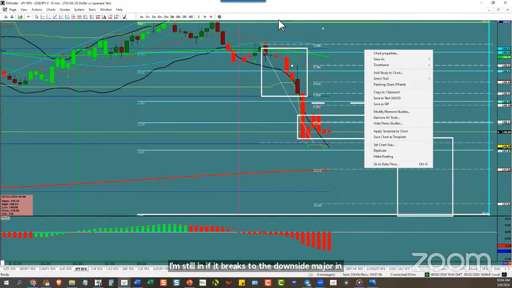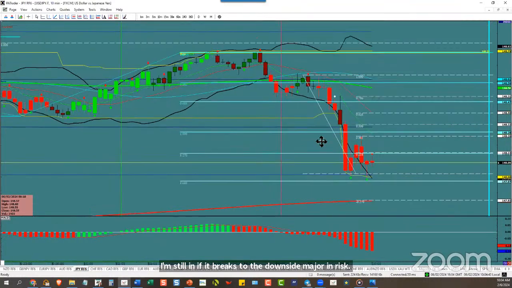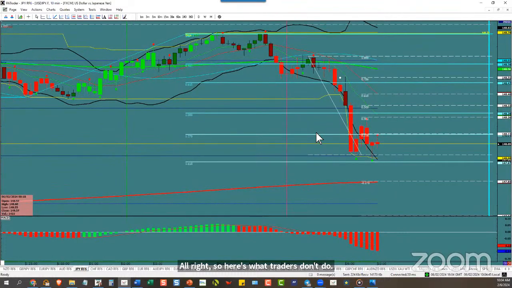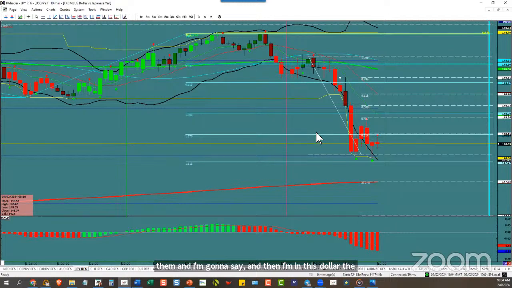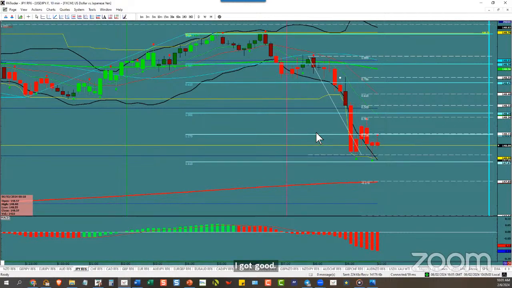All right. So here's what traders don't do. They get in a trade and they don't figure out where the bail zone is. For instance, I talk to traders all the time. And they'll say, "Hey, man, I'm in this dollar yen to the downside. It's awesome. I'm going to make so many pips." I go, "Good. What are you going to do if it doesn't work?" And I get this blank stare on their face. "What do you mean if it doesn't work?" Right?